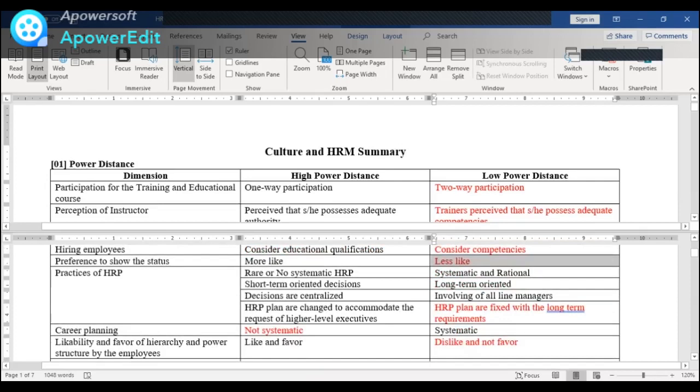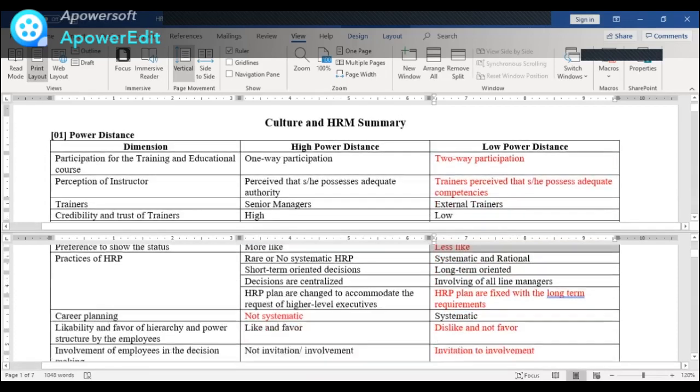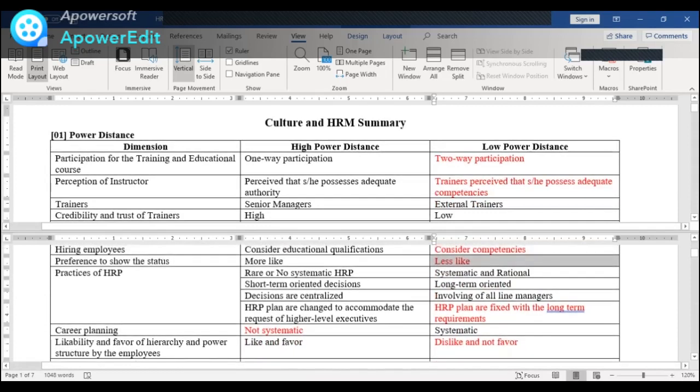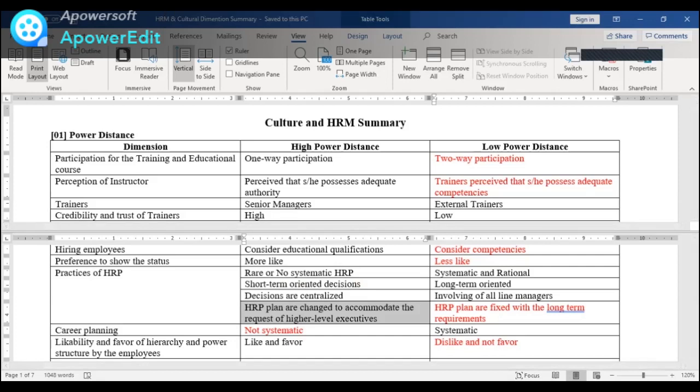Then practices of human resource planning. These are the features of human resource planning under high power distance: rare or no systematic human resource plan, short-term oriented decisions, decisions are centralized, and human resource plans are changed to accommodate the requests of higher level executives. Those are the features of human resource planning under high power distance.